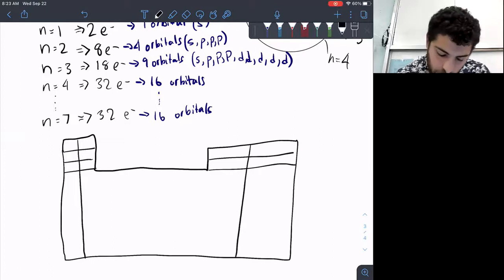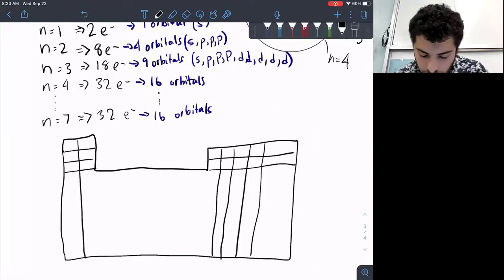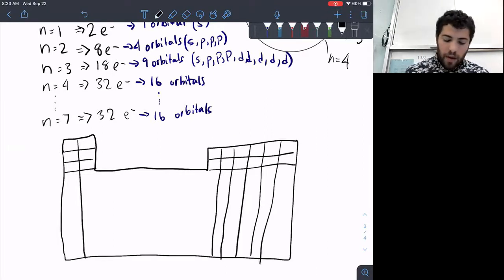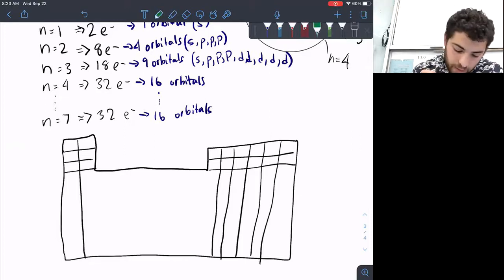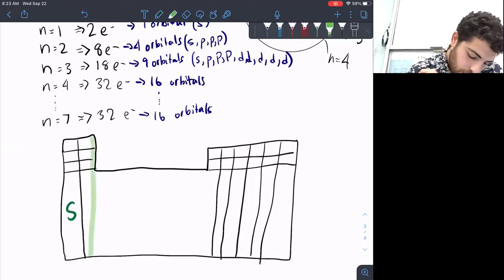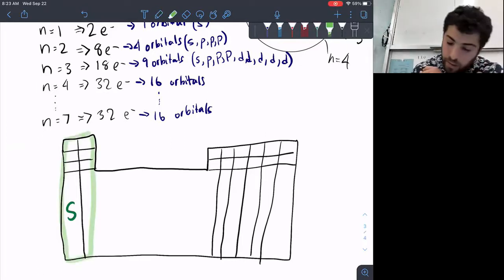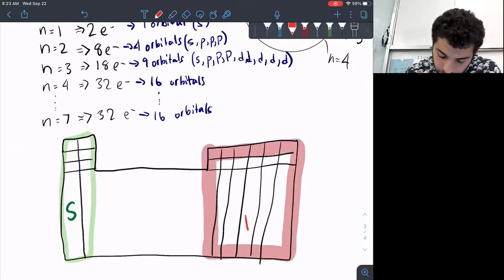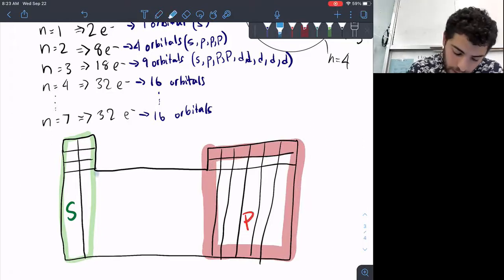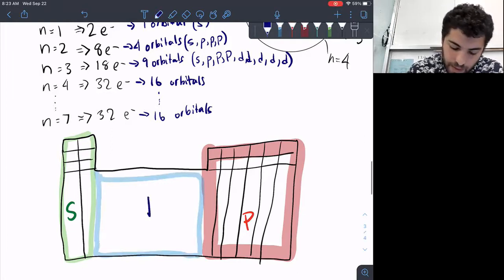Yeah, let's see. I'm not going to draw the whole thing, just these top ones. If we remember, we have our S taking up this side, our P taking up this side, our D taking up the interior, and we're not really going to worry about F.